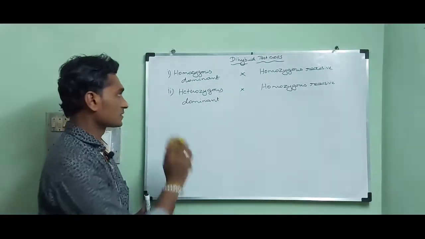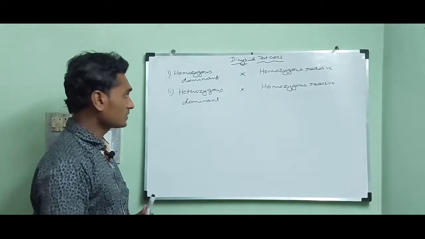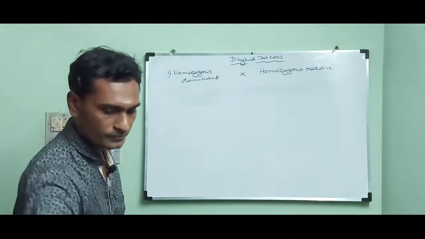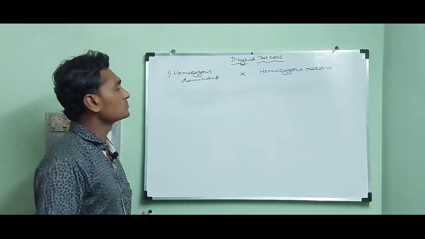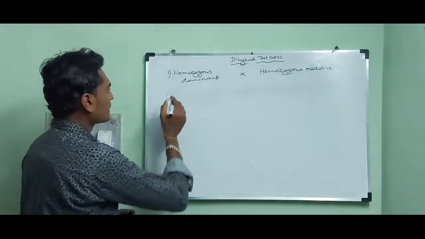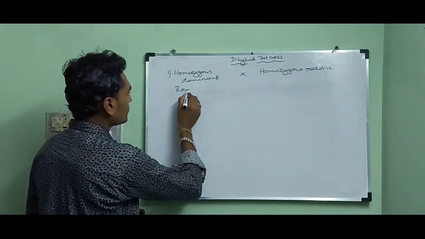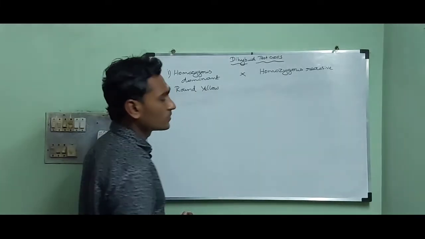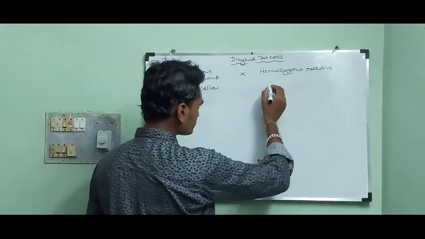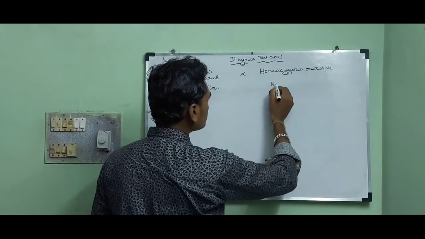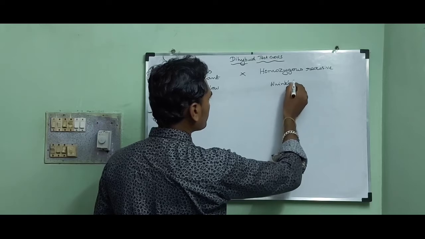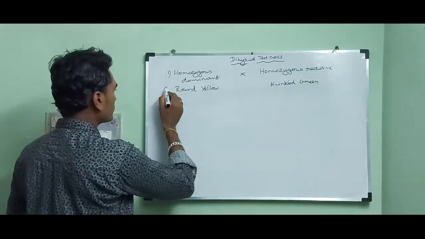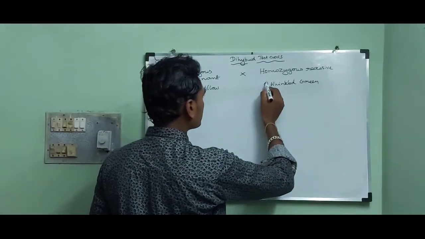Now we are going to discuss the two crosses one by one. First I go with the homozygous dominant parent. The phenotype of the homozygous dominant parent is round yellow. Then the phenotype of the homozygous recessive parent is wrinkled green. And this parent acts as female and this parent acts as male.